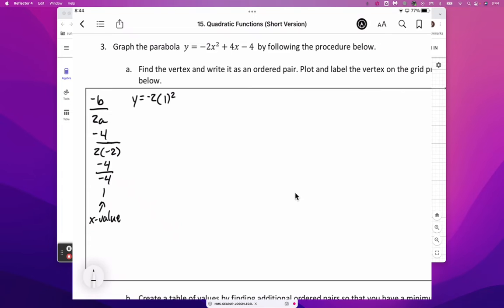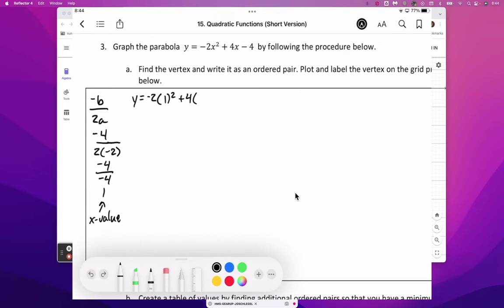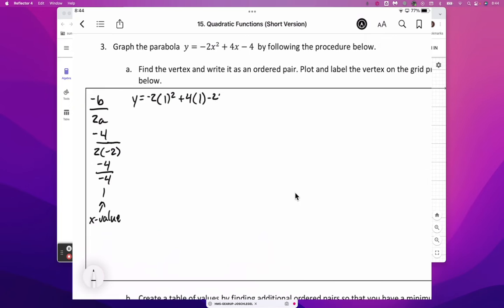So there we go. Plus 4 times x, our x value is 1. And so we've got y is equal to negative 2 times 1 squared, which is 1, plus 4 times 1, which is 4, minus 4. So negative 2 plus 4 minus 4. Negative 2 plus 4 makes 2, minus 4 makes negative 2.